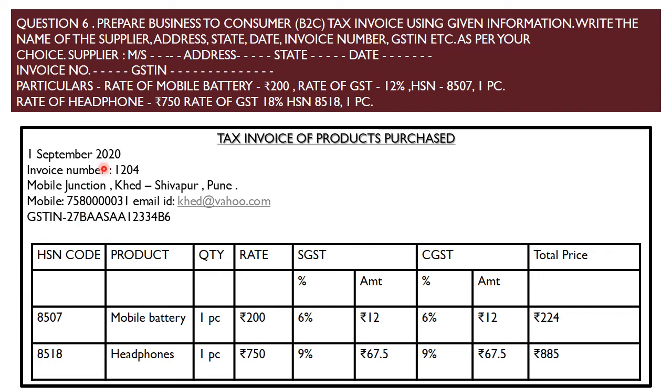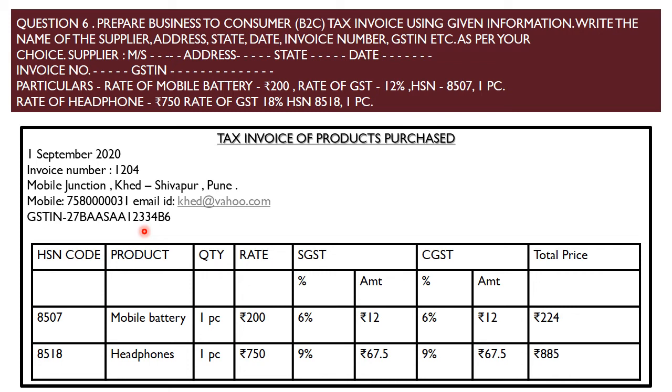The date you can mention, invoice number, mobile, and this is the name of the supplier, and Khade, Shivapur, Pune. So this address I have written. Then mobile number also, any 10-digit number you can write. Then email ID also as you wish. Then comes the GST identification number. Just take care of the pattern of that GST identification number, which we already know.